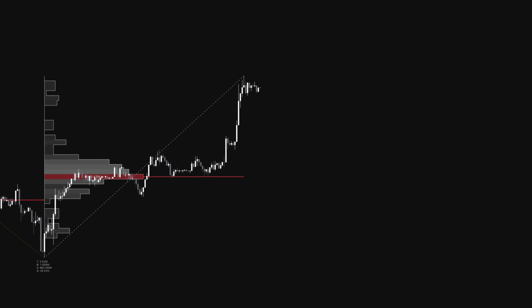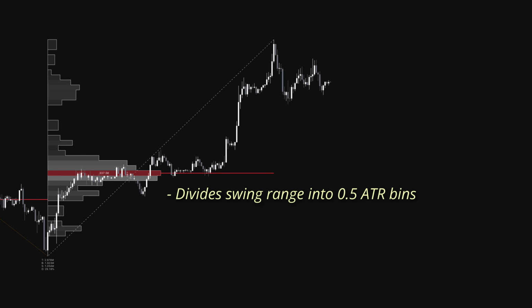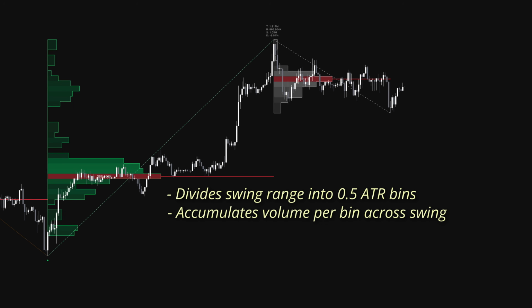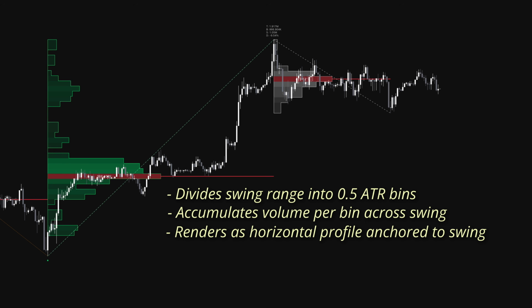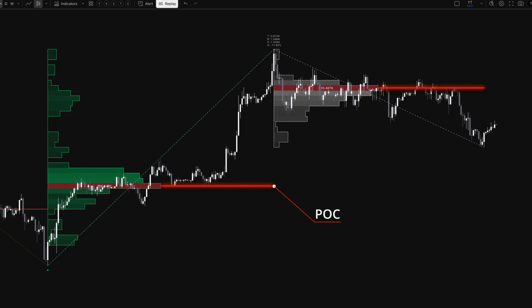When a swing completes, the indicator divides the price range of that leg into bins sized using half of ATR 200, accumulates volume per bin across every bar within that swing, and renders the result as a horizontal profile anchored to the swing. The point of control, the bin with the highest volume, is marked with a dedicated line.